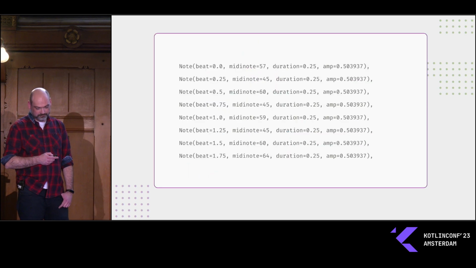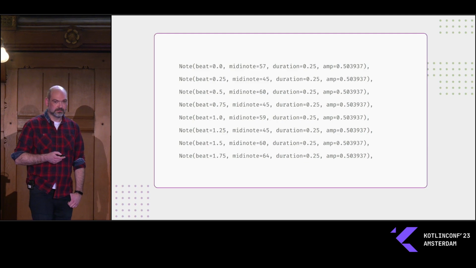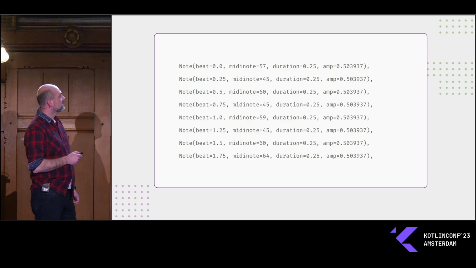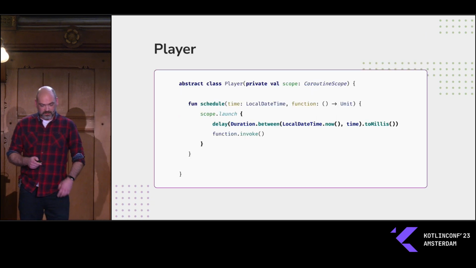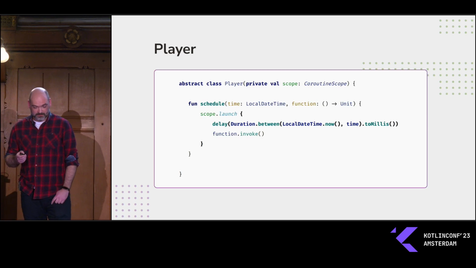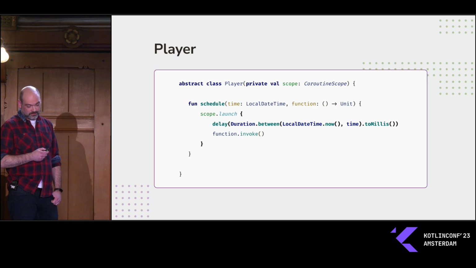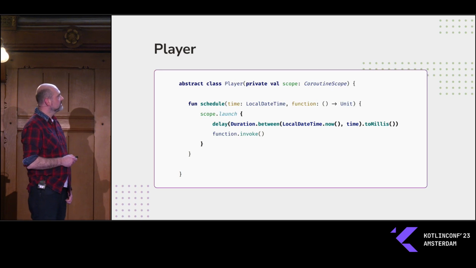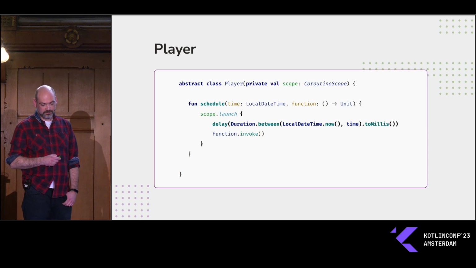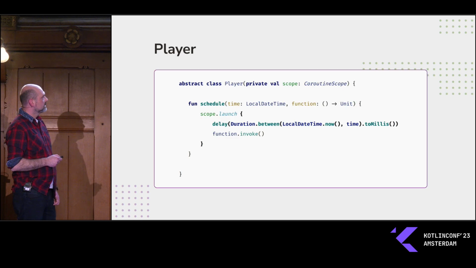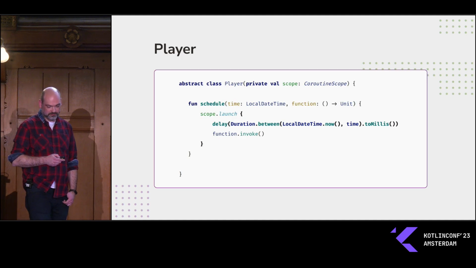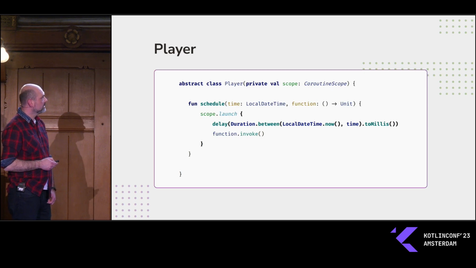Yeah. So having this model, our note representation can look like this. We have notes happening at some beats with these MIDI notes, durations, and so on. Now to implement a player, we need two more things. One is the scheduler. A scheduler is a function that takes some future time and a lambda function, and executes this function at the given time. I'm just using coroutines here. The beauty of coroutines is that you can just delay for the given time you want, and you don't have to worry much about resource consumption. So we just delay and then invoke the function.